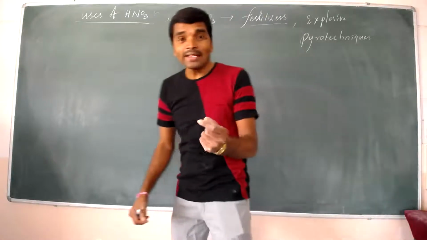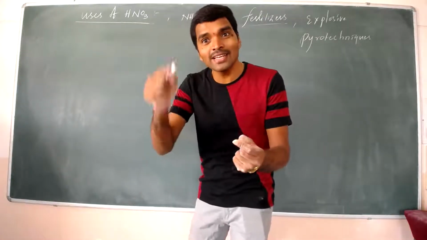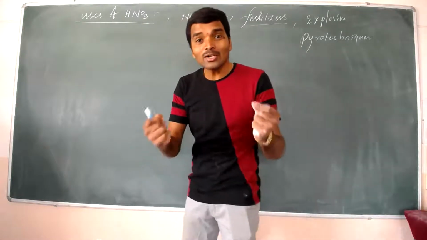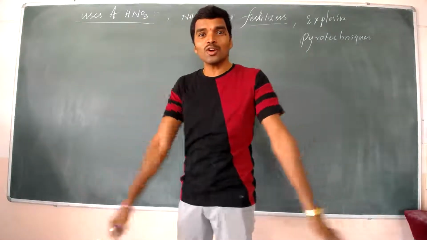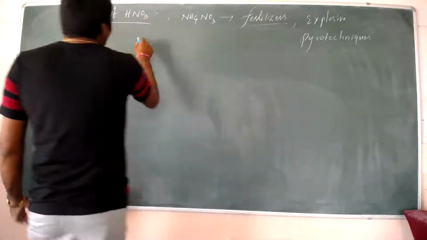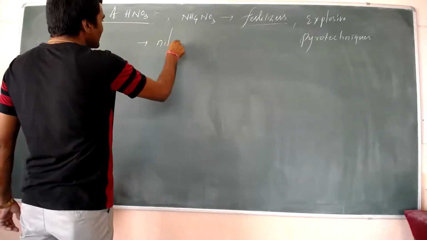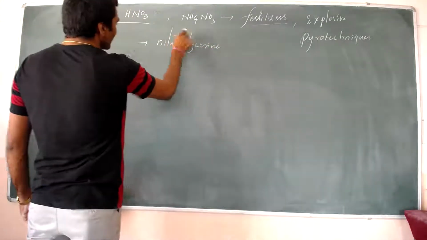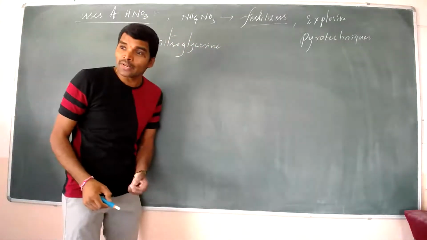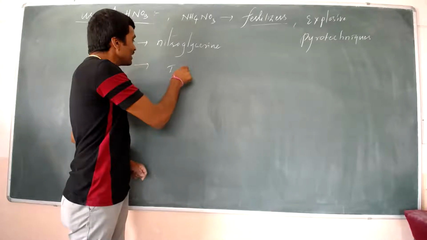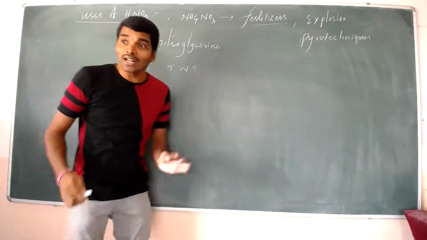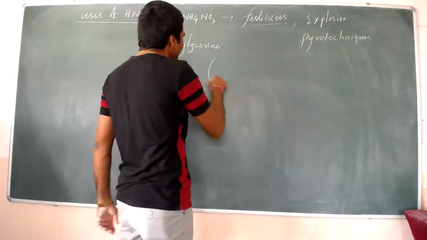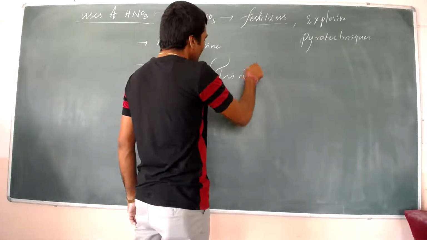You know, nitric acid is mixed with glycerin, and nitroglycerin will be formed. This nitroglycerin is also an explosive compound. See, for preparation of nitroglycerin, as well as for preparation of TNT. What is this? TNT means trinitrotoluene.